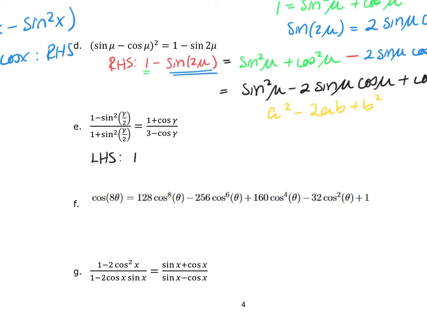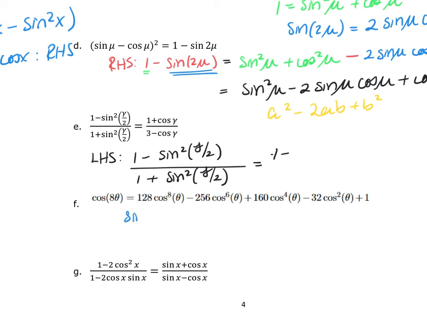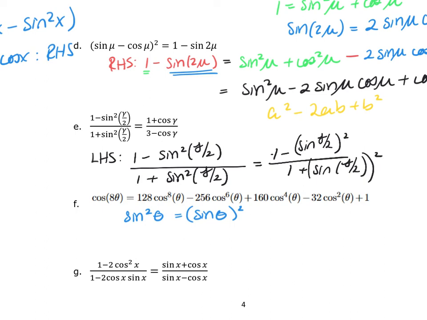Left-hand side, which is 1 minus the sine squared of gamma divided by 2 over 1 plus the sine squared of gamma divided by 2, which is equal to 1 minus. Now, here's the thing. If I have the sine squared of theta, this is the same thing as the sine of theta, the quantity squared. We talked about this before in class. So I can rewrite this as the sine of gamma divided by 2 squared, and then 1 plus the sine of gamma divided by 2 squared.